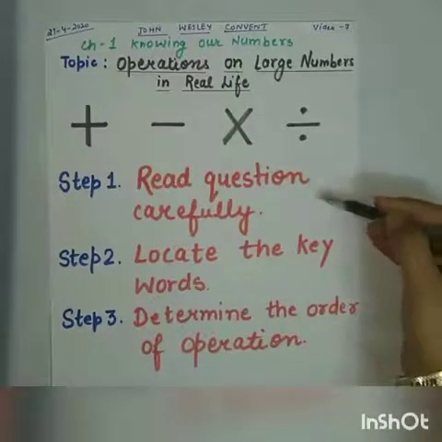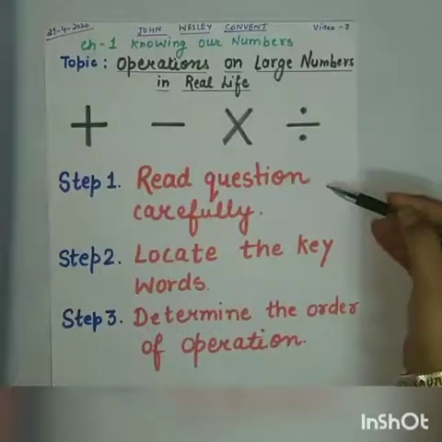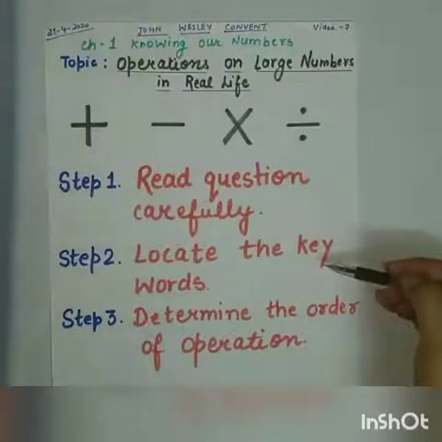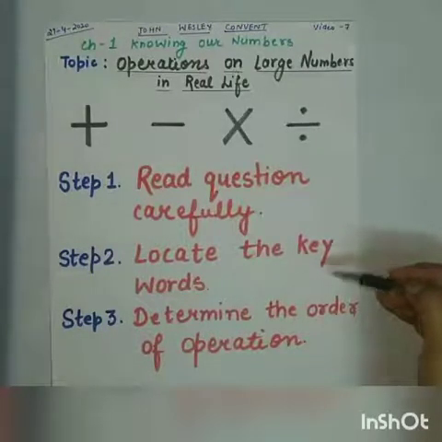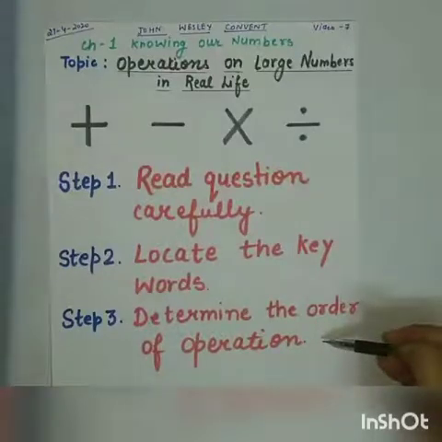Step number 1 is to read the question carefully. Step number 2, locate the keywords in the question. Step number 3, determine the order of operation if there are more than one operation.